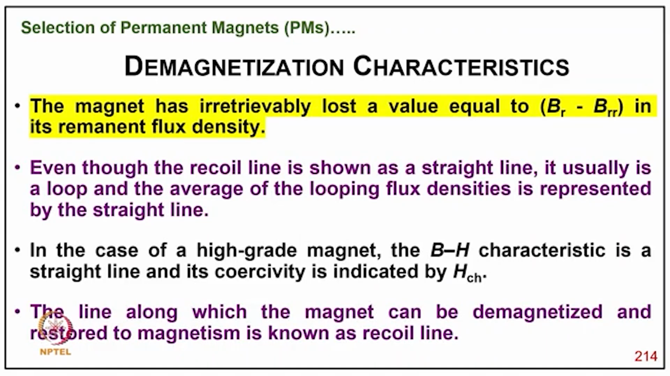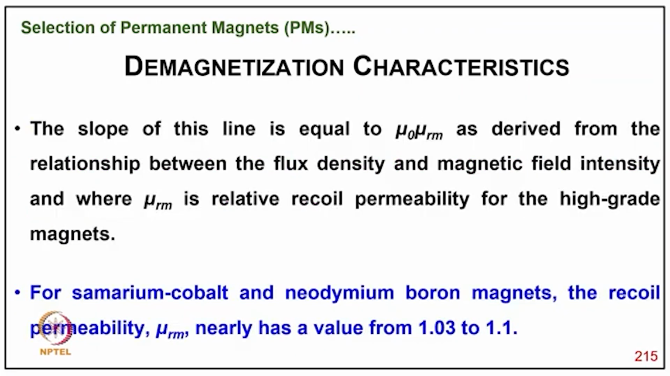So the magnet has effectively lost a value equal to Br minus Brr in remanent flux density, and even though the recoil line is shown as a straight line, it is usually a loop, and the average of the looping flux density is represented by the straight line. In the case of a high grade magnet, the BH characteristic is a straight line and its coercivity is represented by HCA, and the line along which the magnet can be demagnetized and restored is known as the recoil line.